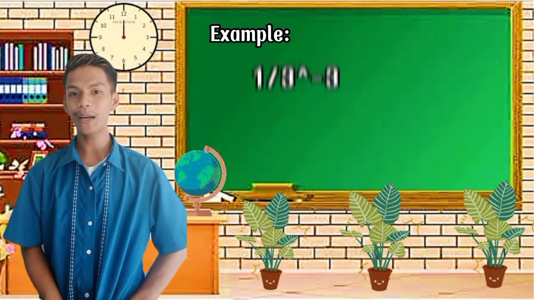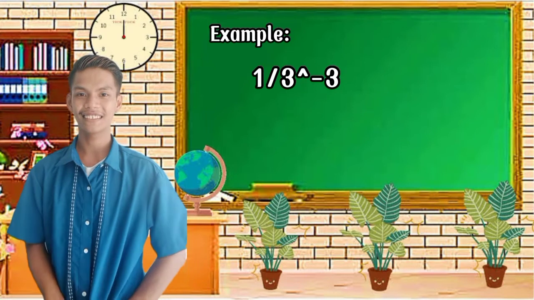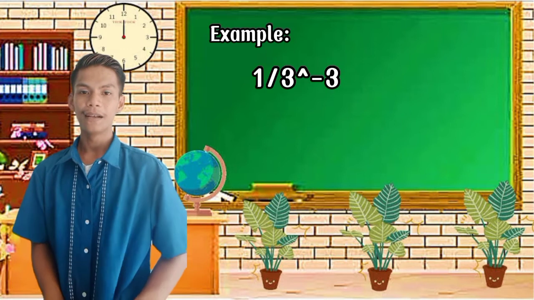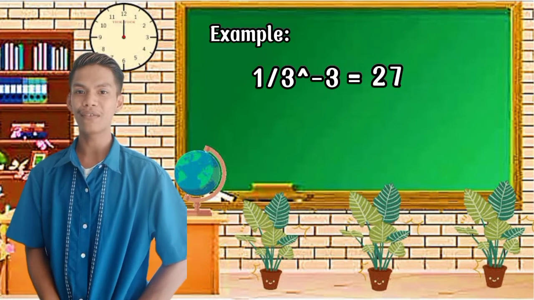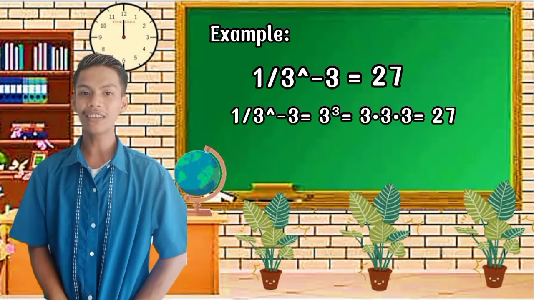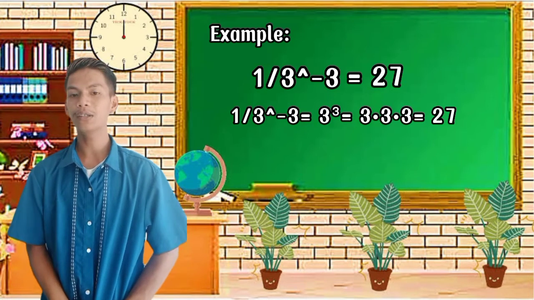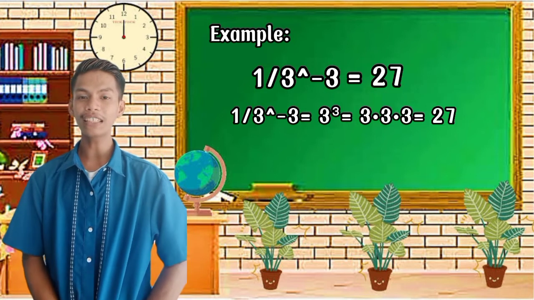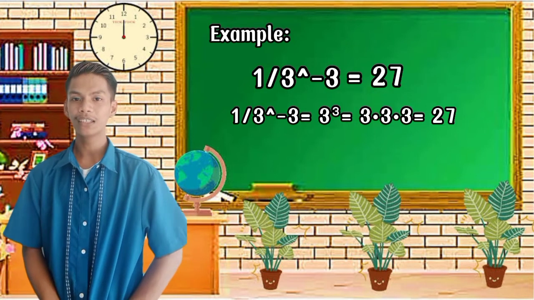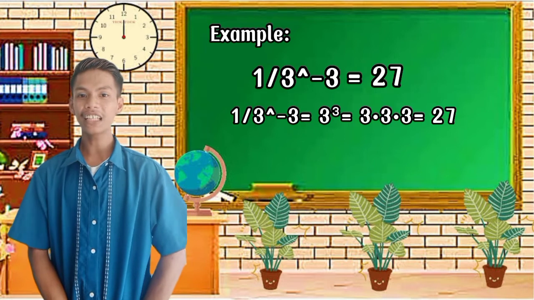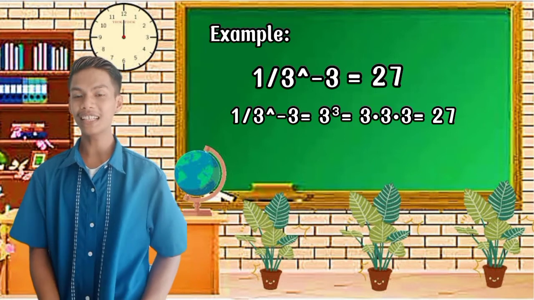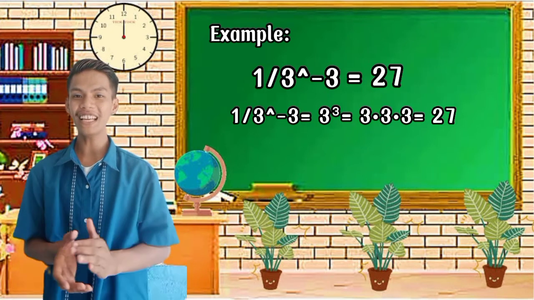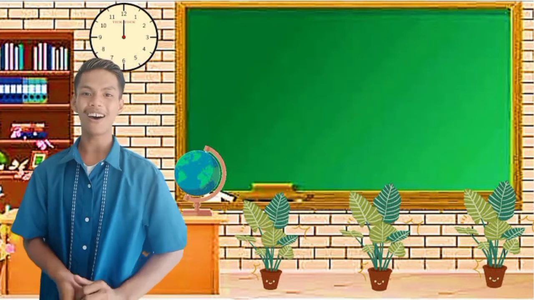So I give you another example. Okay, try to simplify 1 over 3 raised to negative 3. Very good. The answer is 27. To simplify 1 over 3 raised to negative 3, we get the reciprocal of it. The reciprocal is equal to 3 cubed. When we simplify it, 3 cubed is equal to 3 times 3, 9, times 3 is equal to 27. Okay, let's give a round of applause.